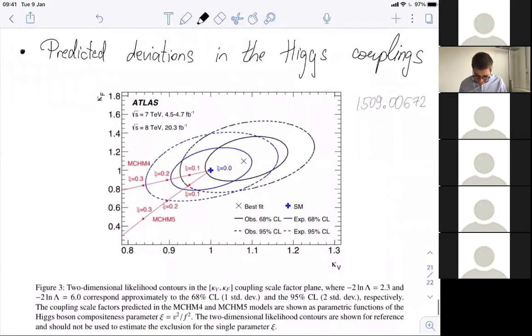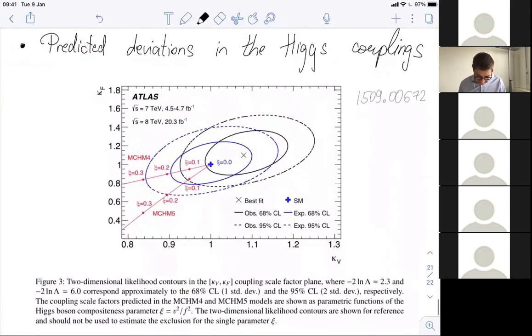And the last slide is this one. This is one of the ATLAS analyses of the Higgs couplings from 7 and 8 TeV data, where they measure the modification of the Higgs coupling to the vector bosons and to fermions, and they get these measurements. And the minimal composite Higgs predicts deviations from these couplings. The variations of this model go in different ways, and then you can see what the limit is on this psi parameter. Okay, that's it.